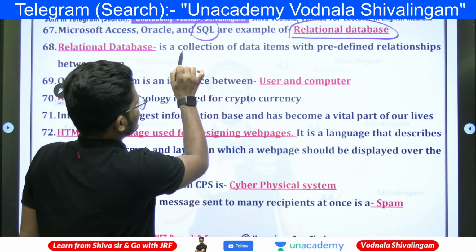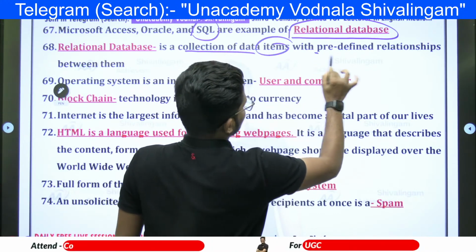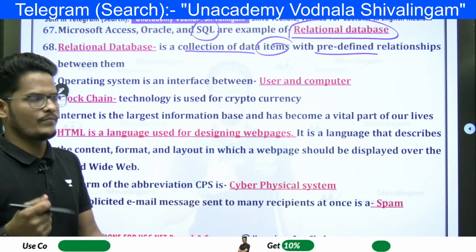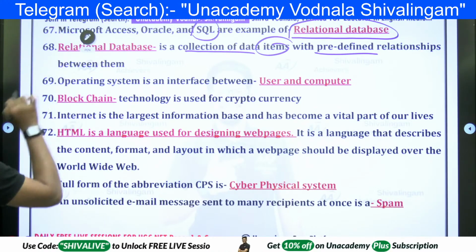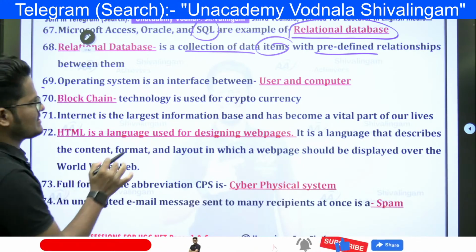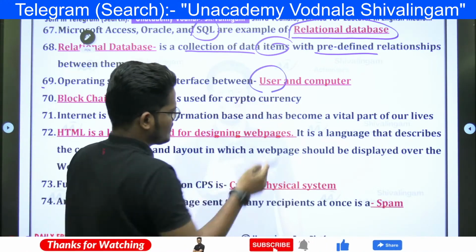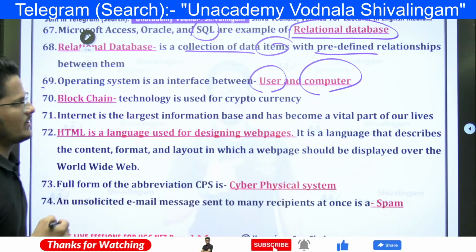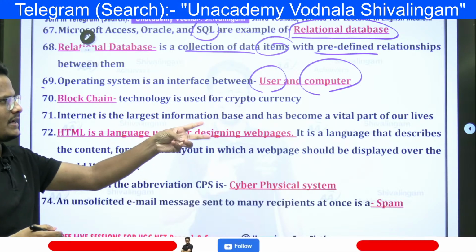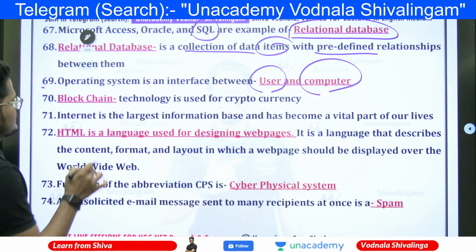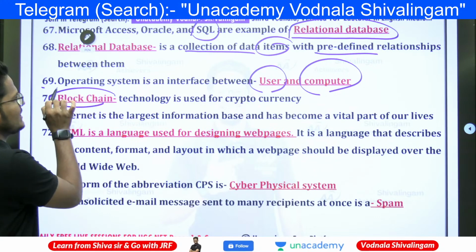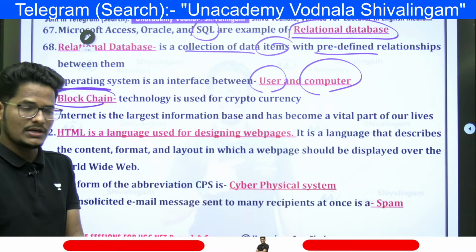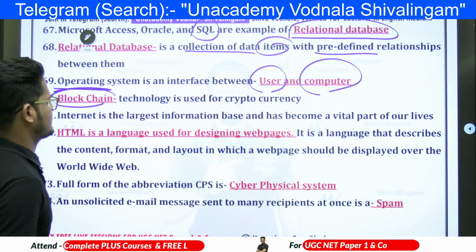A relational database is a collection of data items with a predefined relationship. The relationship between the data is already created, so you can just use the data for making analysis. An operating system is an interface between the user, the person using the computer, and the computer's hardware and software components. The name itself indicates it: to operate the system called a computer, the user uses the OS.